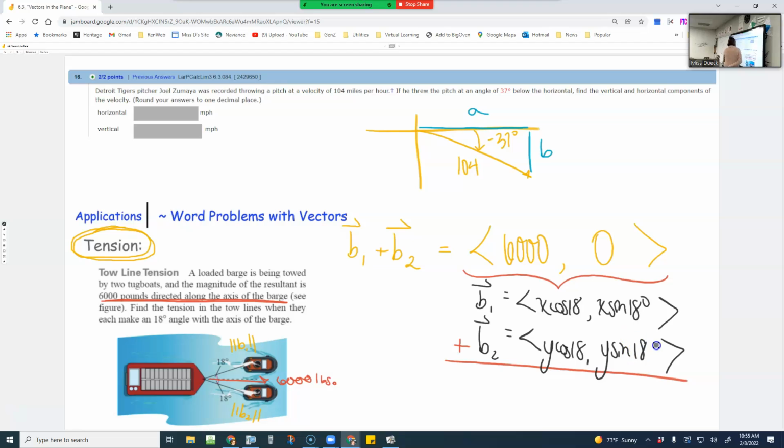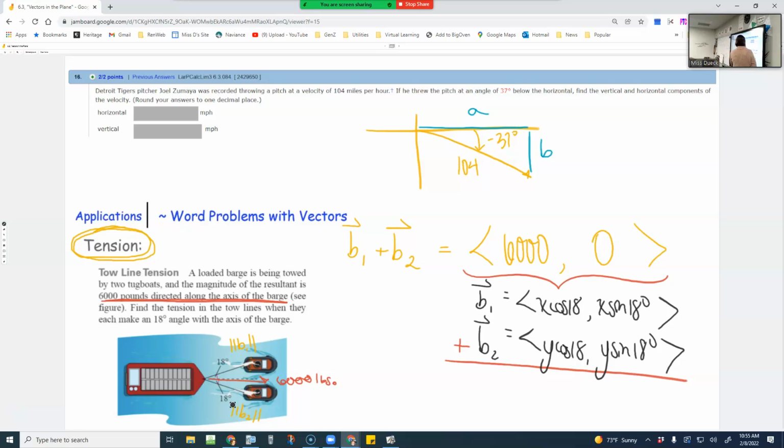Some of you might assume that the tugboats are pulling the exact same, once again, with that exact same angle, so maybe you would just put X's all over the place. To be safe, I would say we probably should just give them two separate magnitudes.